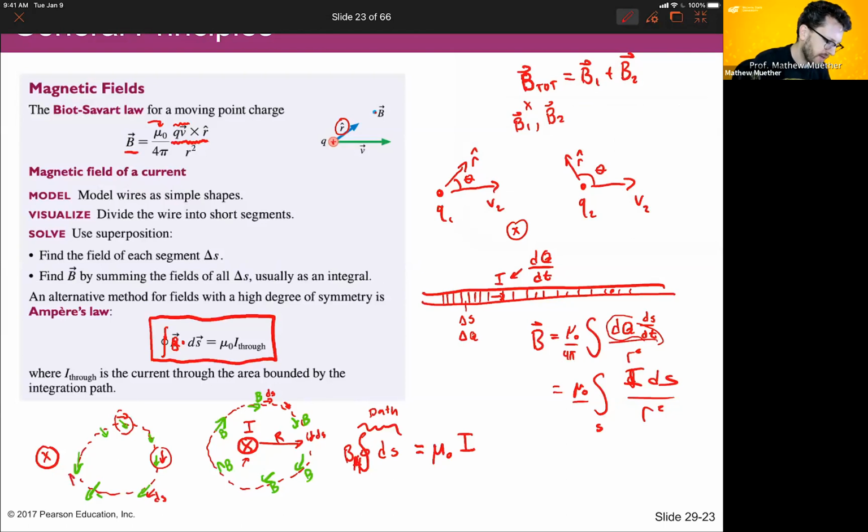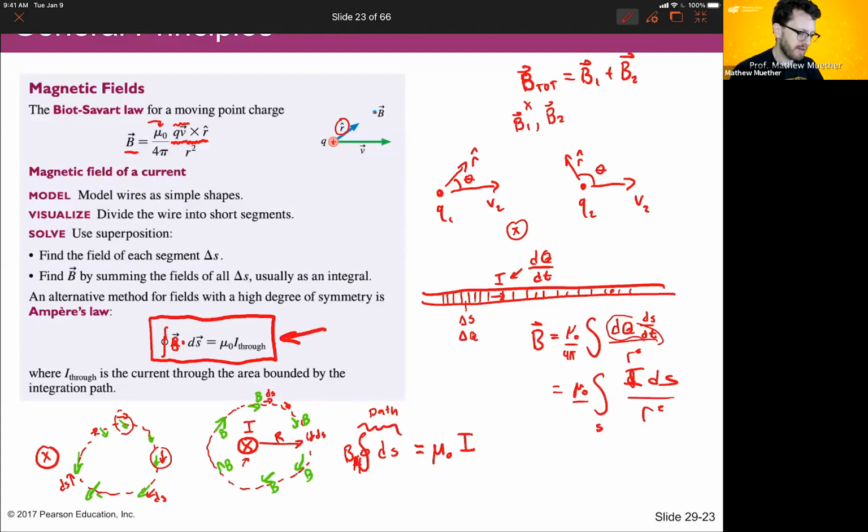But as I come around this side here, now you can see that my ds and my field vectors are going to have components that are anti-aligned, that are going to give me a negative product for the dot product in Ampere's law. And the net effect is that as I go around that loop, that path integral, the positive contribution will completely cancel out with that negative contribution, and I'll end up with zero value for that path integral.